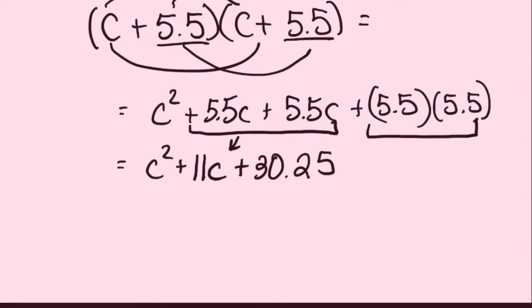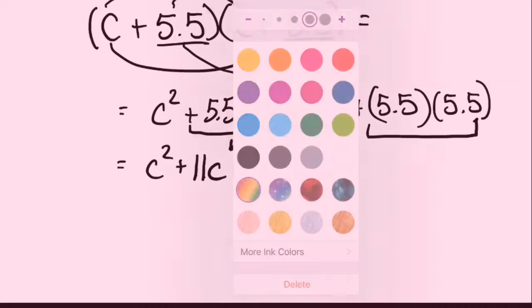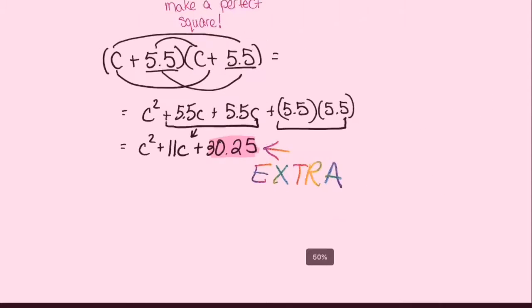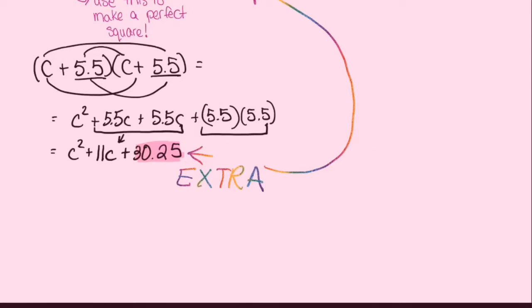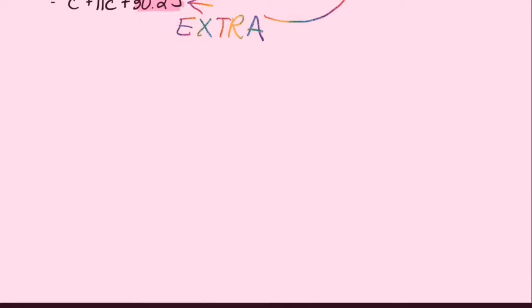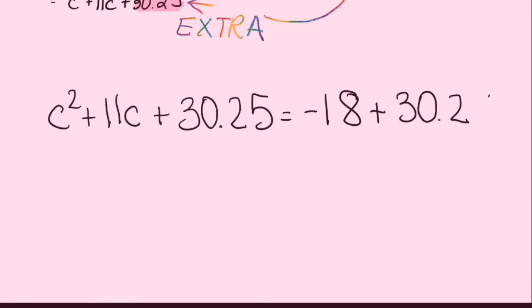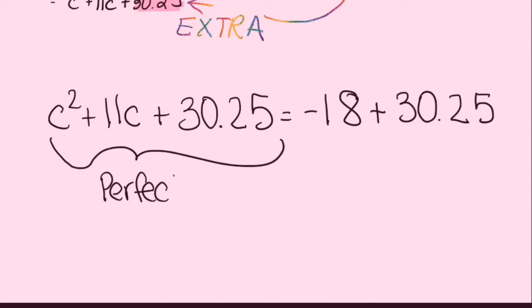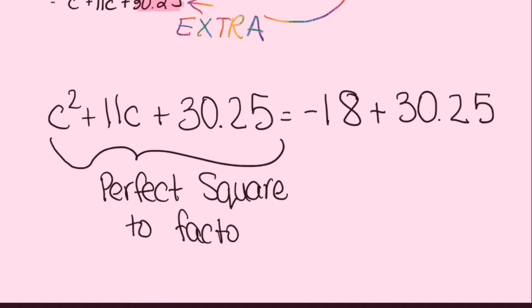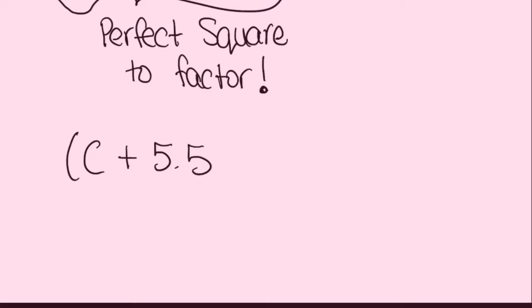Now I know it's a lot to look at, so just do it yourself slowly to see. Follow the rules of FOIL. Now we're also going to see this extra amount is 30.25. That wasn't originally there in the original part of the equation. It now needs to be added to both sides to keep everything balanced.